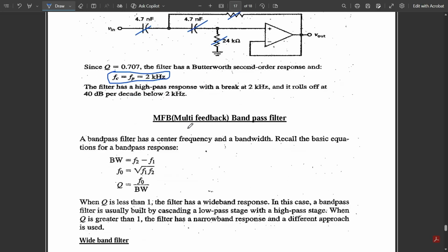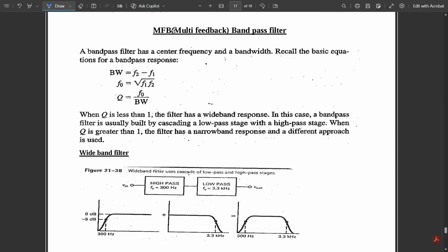So that's all for this video. In the next video, we will be discussing the multi-feedback band pass filters. Okay, so in that again, it is divided into narrow band filters and wide band filters. So that we'll discuss in the next video.